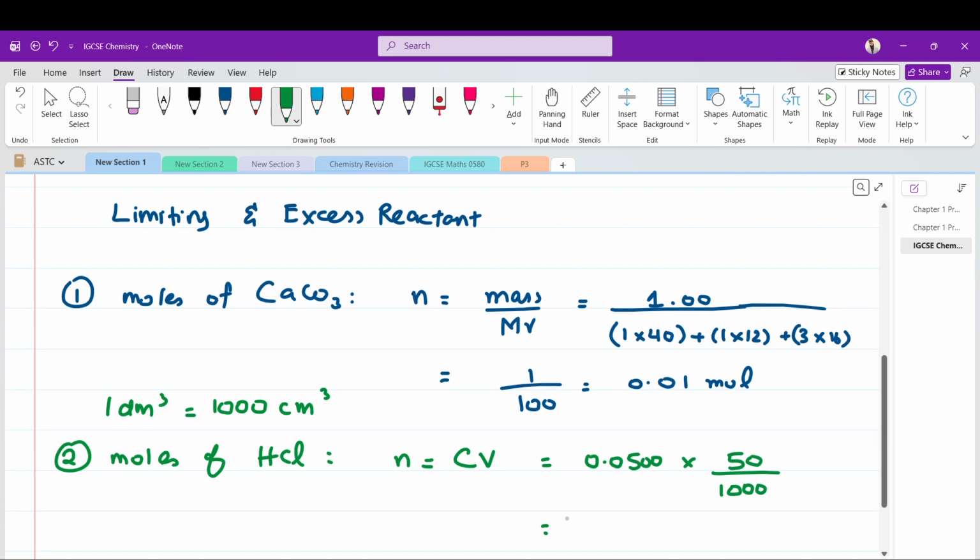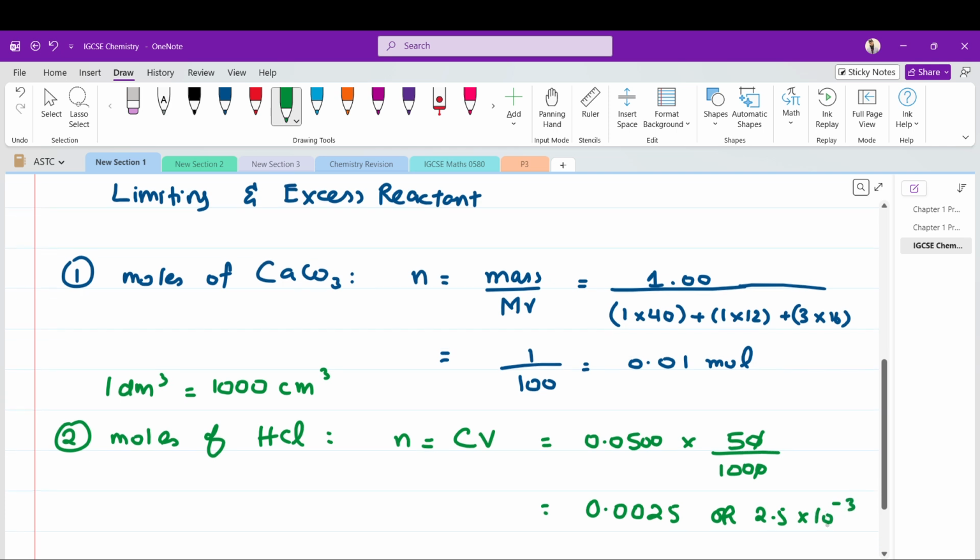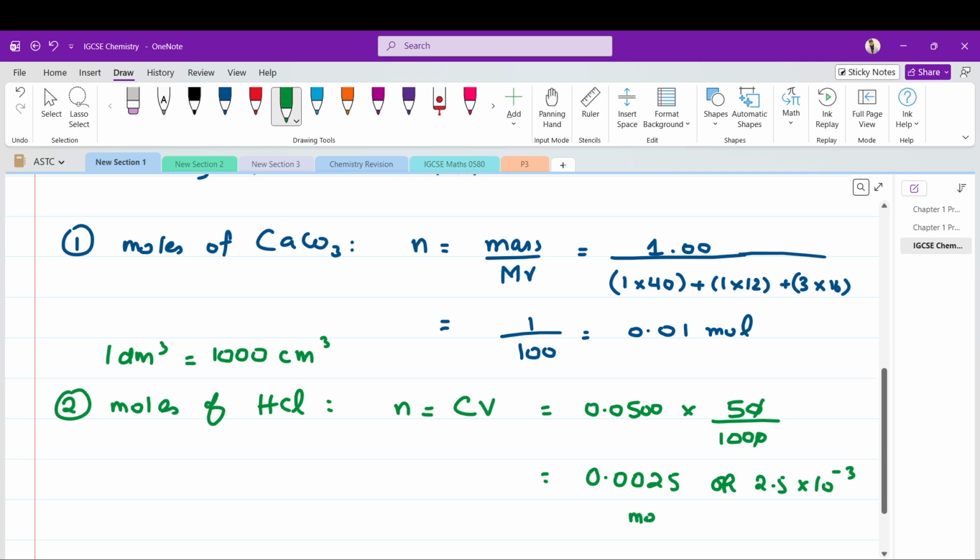0.05 times, so we can cancel this 0, right? So that will be 5 over 100, which is again 0.05. So that gives us 0.0025, or if you're looking from a calculator, you would get in standard form 2.5 times 10 to the power minus 3 moles.